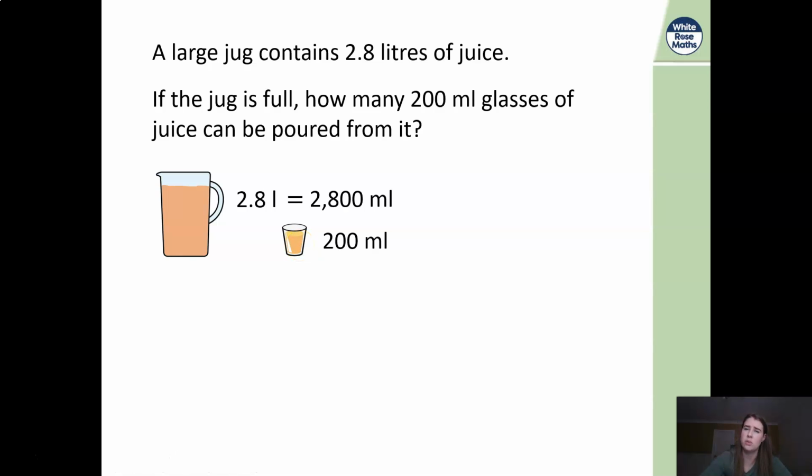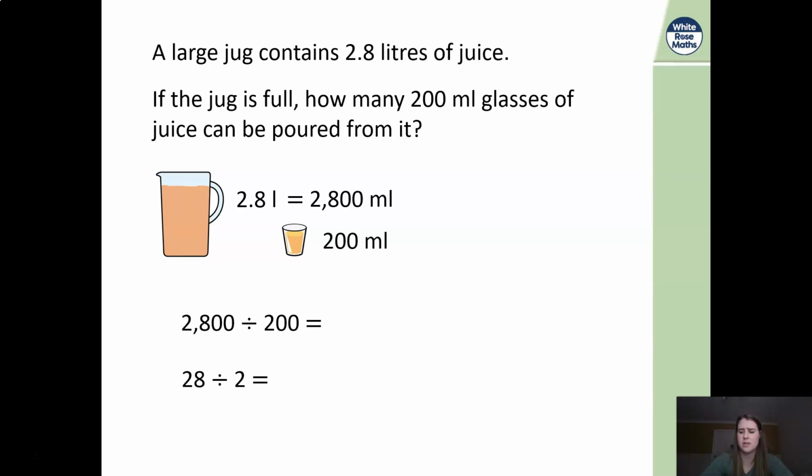Now, based on the knowledge of what we already know from our 2 times tables, we know that if we took off both sets of zeros, we've got 28 divided by 2. Okay, so knowing that knowledge, what sum am I going to do to now try and work out how many lots of 200 I'm going to get from 2.8 litres? Okay, easy peasy then, just divide it. So I could do 2,800 divided by 200, but I know from my knowledge that it's the same as just 28 divided by 2.